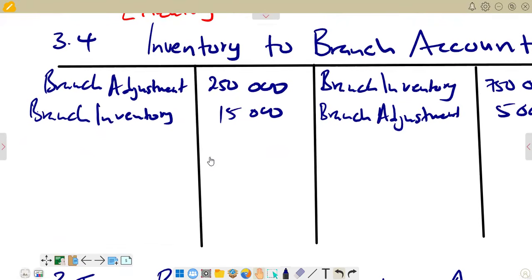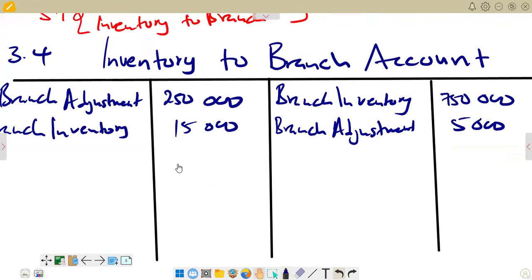We have got the inventory to branch account. So on the inventory to branch account, remember, we don't have a BD or a CD. What we are going to do is any balancing figure that we are going to get there, we are supposed to transfer to the head office trading account. So we are just going to put our double lines.